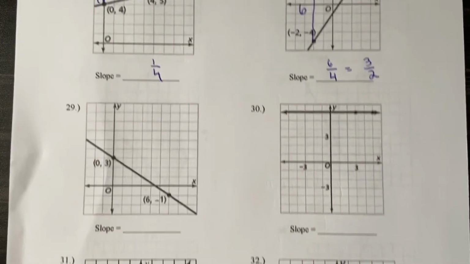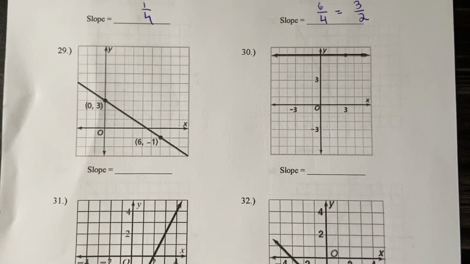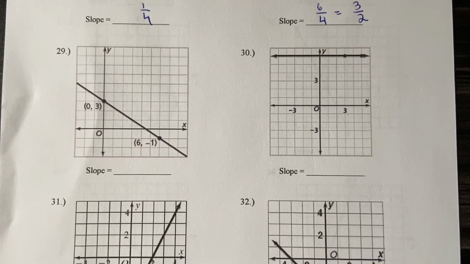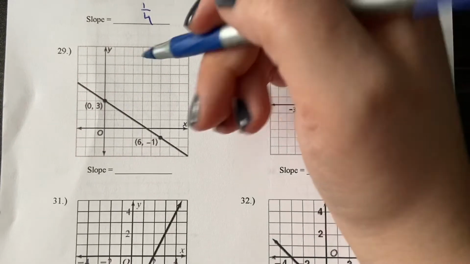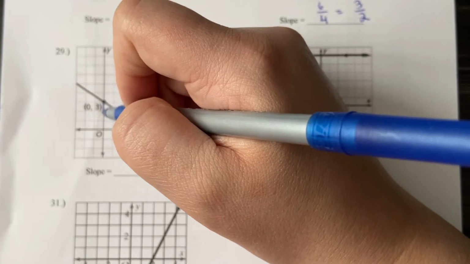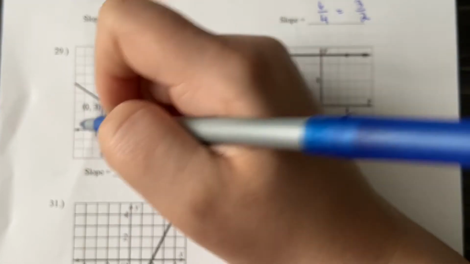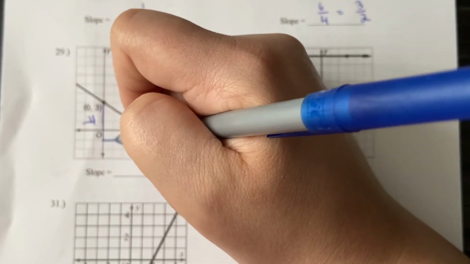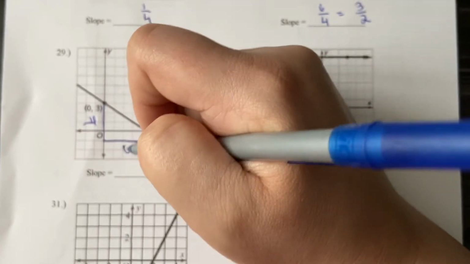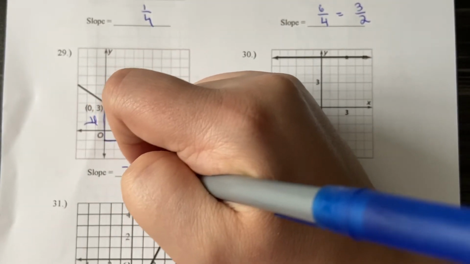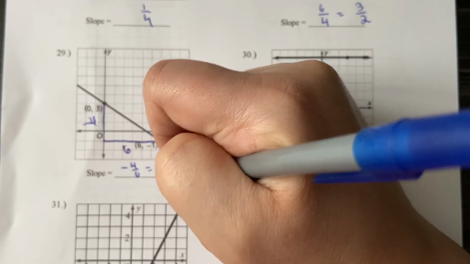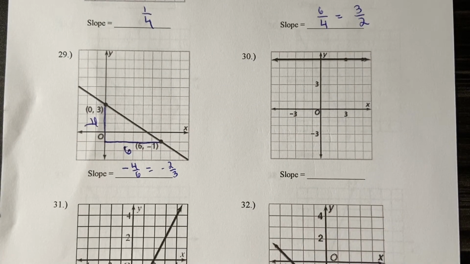Okay. Now 29, I can tell right away the slope's negative because I'm going downhill. So I'm going this time down 1, 2, 3, 4. So I'm going down a negative 4, and then I'm running over 6. So it's negative 4 over 6, or negative 2/3 would be my answer for that one.